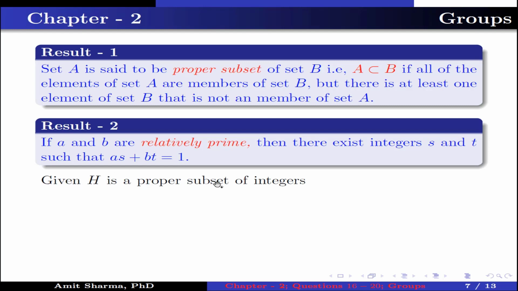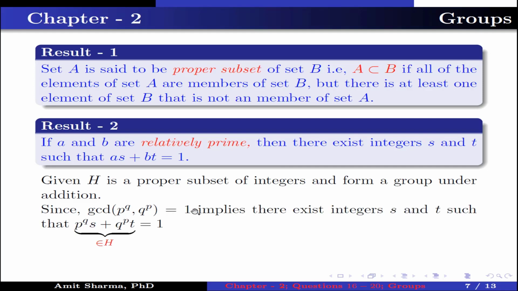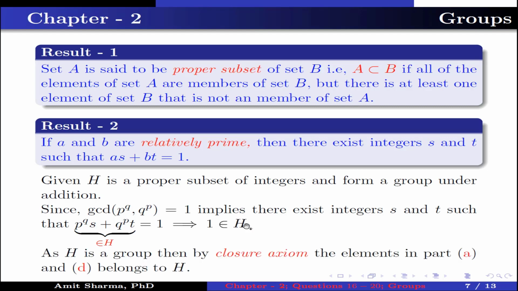Now, given H is a proper subset of integers and forms a group under addition, since GCD of P to the power Q and Q to the power P is equal to 1, this implies there exist integers S and T such that P to the power Q S plus Q to the power P T, that belongs to H, is equal to 1. This implies 1 belongs to H. As H is a group, then by closure axiom, the elements in part A and part D belong to H.